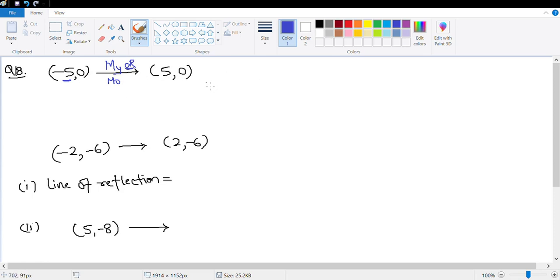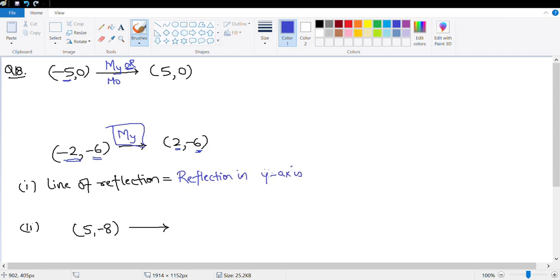Next, the point -2, -6 on reflection in the same line is given as 2, -6. So we are reflecting it on the same line. Now this is not an invariant point, so it will help us identify. The sign of x has changed, which means this could be My, but the sign of y has not changed, which means this cannot be Mo and this cannot be Mx. So this is My. Since these two are the same, what is the line of reflection? This is reflection in the y-axis.